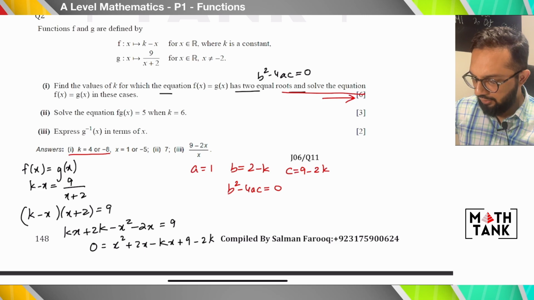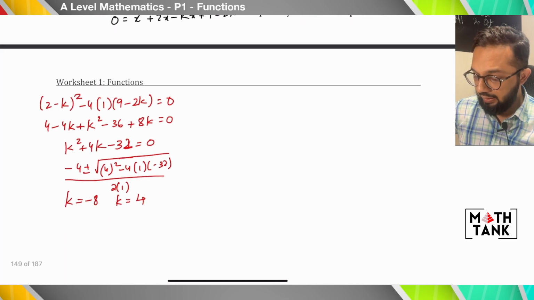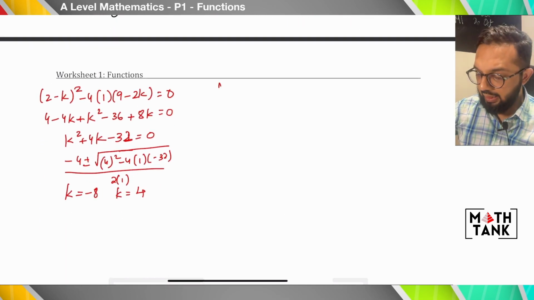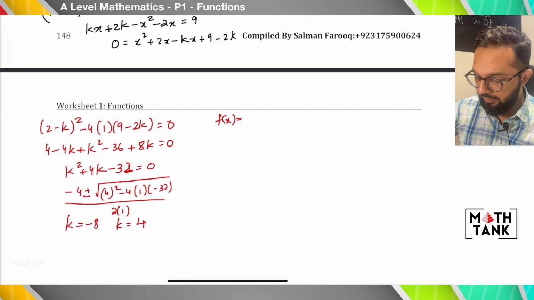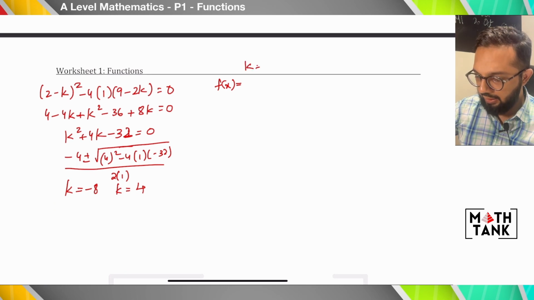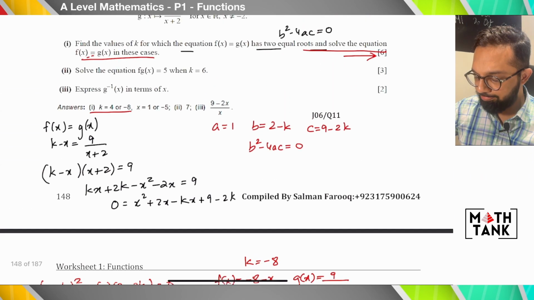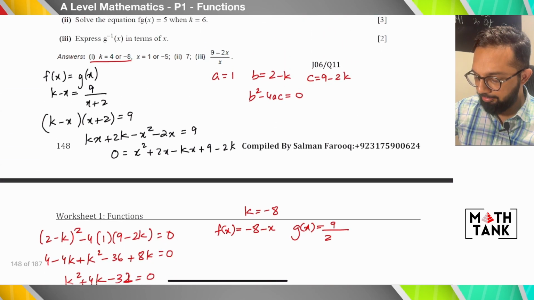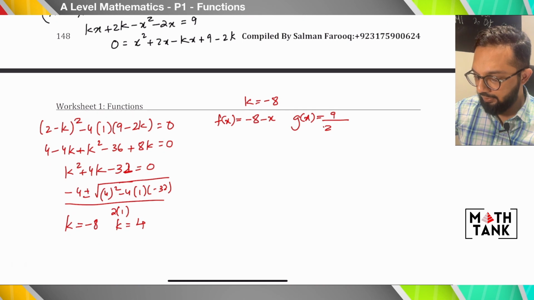Then it says solve the equation f of x equals g of x in these cases. So I have to again go back and say that f of x equals k minus x. So I'm going to say that the first value of k that I'm taking is minus 8. So it's minus 8 minus x, and g of x as usual is 9 over x plus 2. So what I can do is solve these again simultaneously. I would get the same result as what I've gotten here.